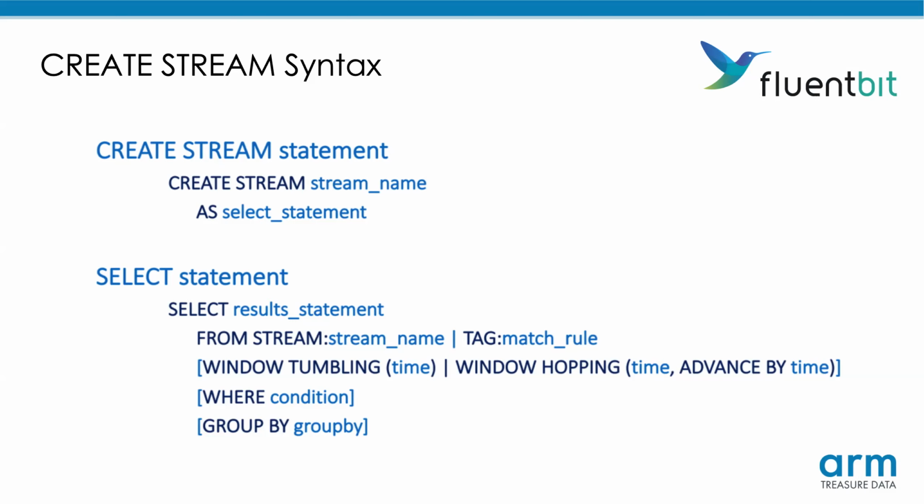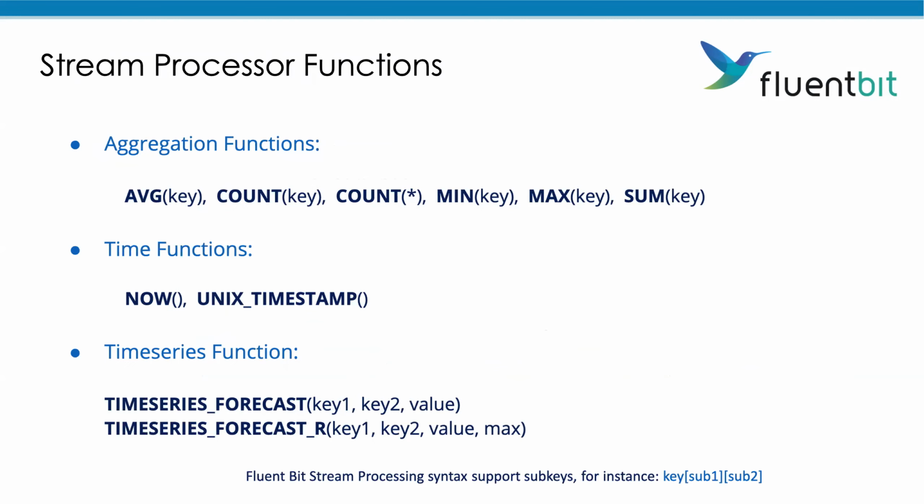We can have a WHERE condition where we can filter the required records. And an important thing is that we can have GROUP BY, where we can group the records by specific fields and apply calculations on the groups. We support many functionalities here. We have many more, but some of the more important ones are that you can apply average on the key, count, minimum, maximum, and sum, similar to aggregation functions in conventional SQL. We can have time functions, like we can add now, which is the current time or Unix timestamp, to the record. And we're adding more complicated functions.